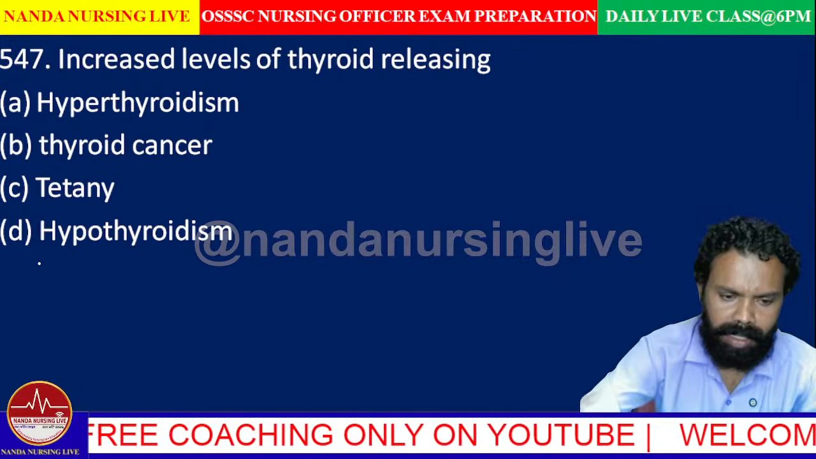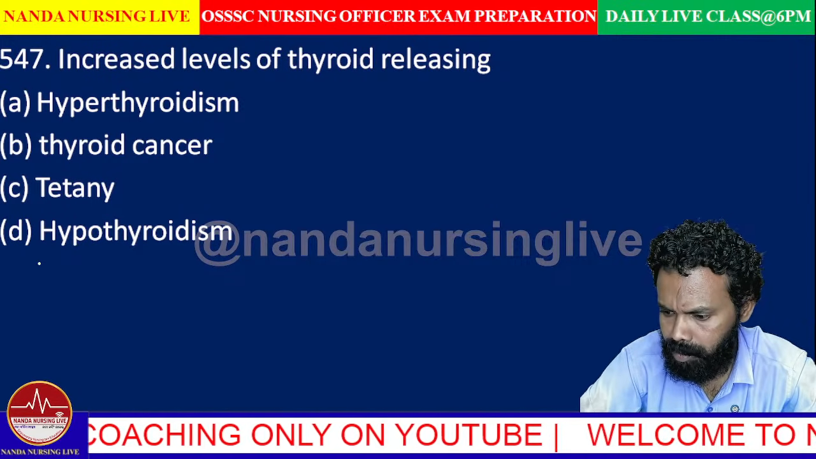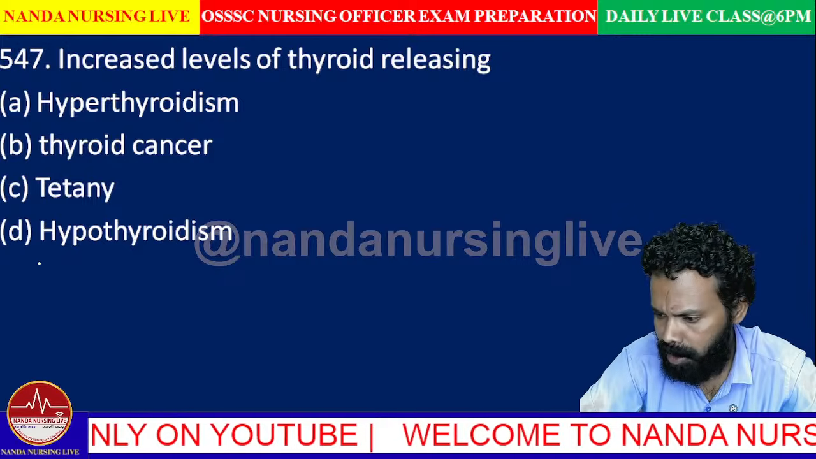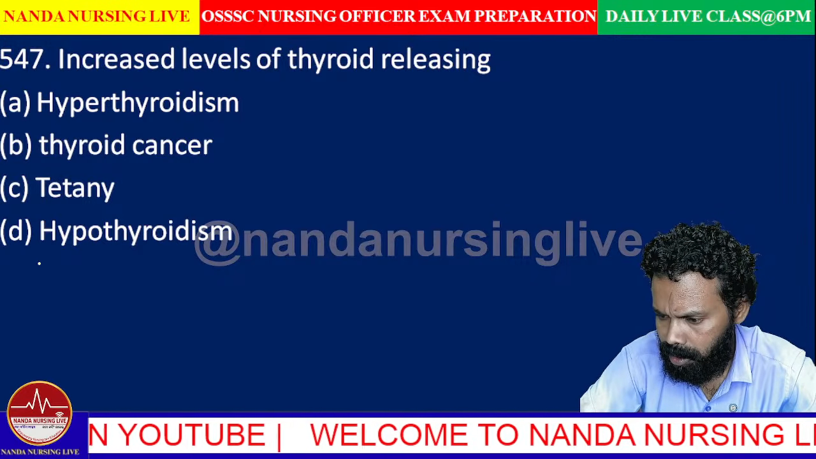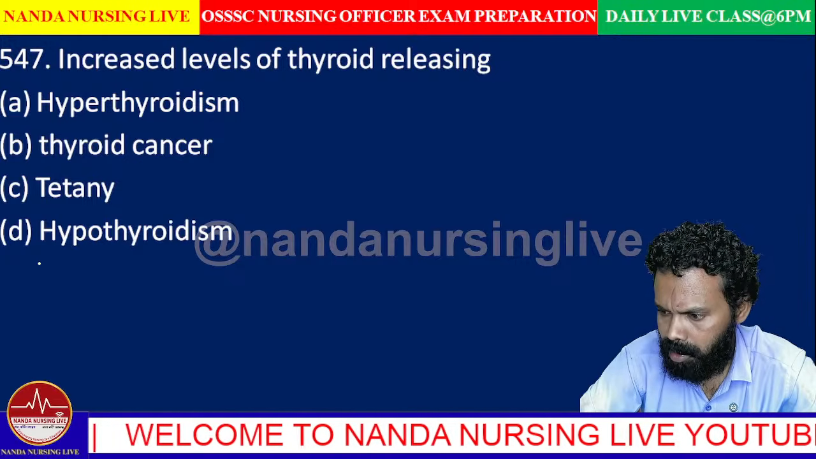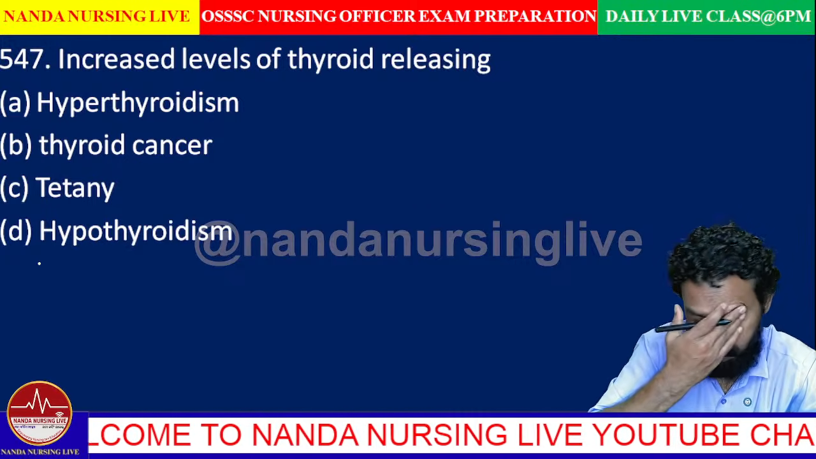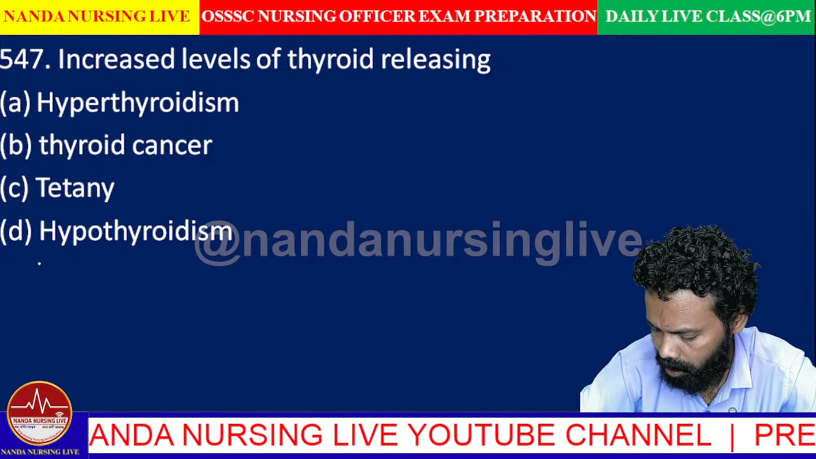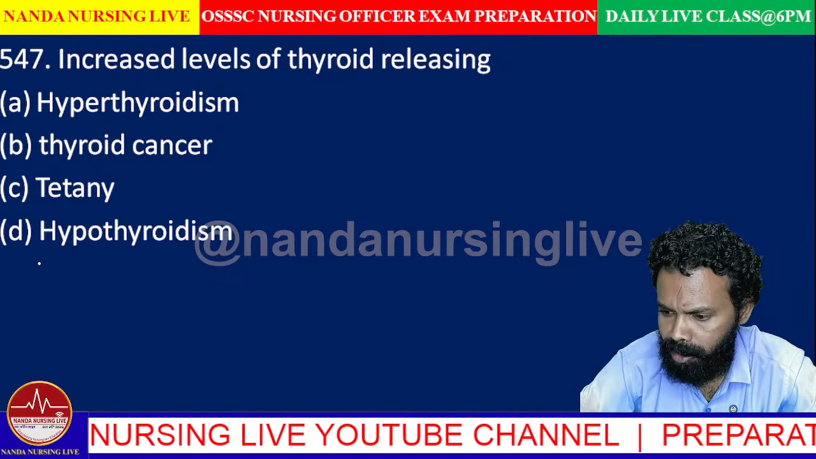Right, option C is the correct answer. Next question. Nausea, vomiting, anorexia, abdominal pain. This is all about the digitalis toxicity. Earliest manifestation of digitalis toxicity: nausea, vomiting, anorexia, abdominal pain. Right. Next question, question number 547.